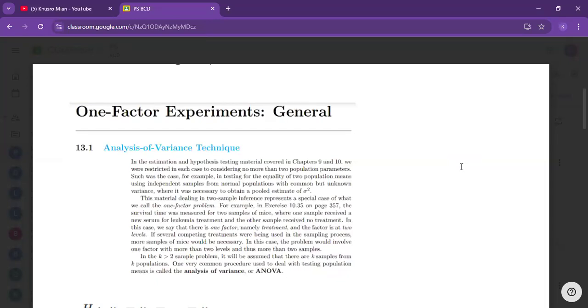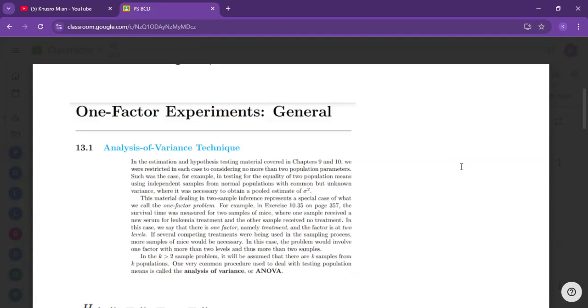Such was the case, for example, in testing for the equality of two population means using independent samples from normal populations with common but unknown variance, where it was necessary to obtain a pooled estimate of sigma square.